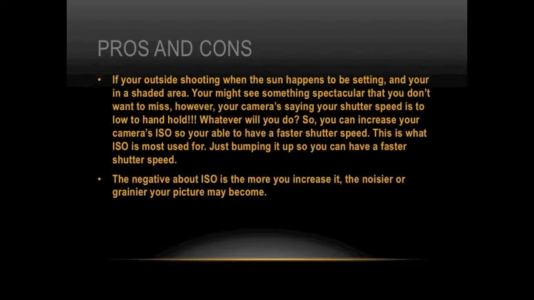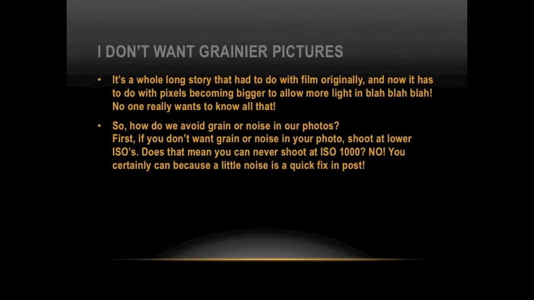The negative about ISO is the more you increase it, the noisier or grainier your pictures may become. But wait, I don't want grainier pictures. It's a whole long story that had to do with film originally, and it now has to do with the pixels becoming bigger to allow more light in, blah blah blah. No one really wants to know all that. So how do we avoid grain or noise in our photos? First, if you don't want grain or noise in your photos, shoot at a lower ISO. Does this mean that your camera can never be shot at, say, ISO 1000? No, of course not. You certainly can, because a little noise is a quick fix in post.